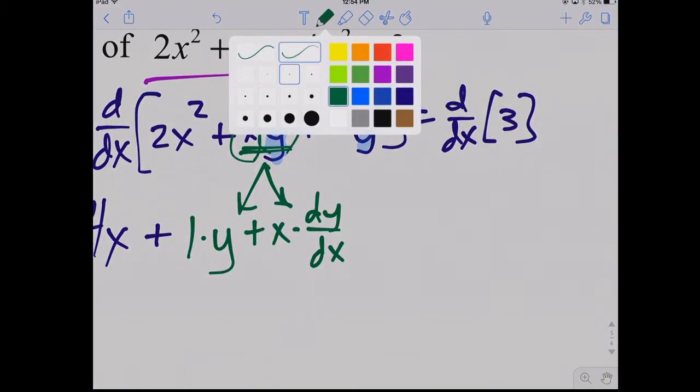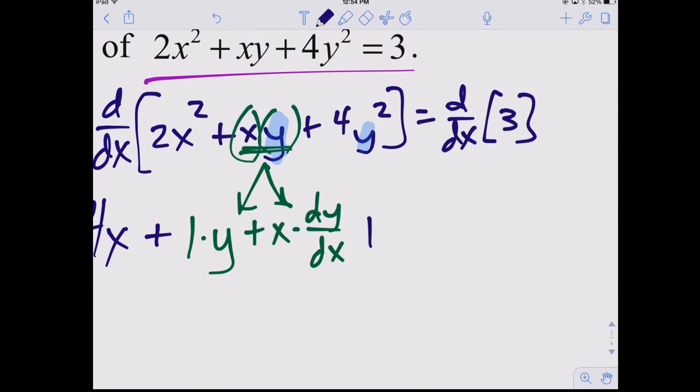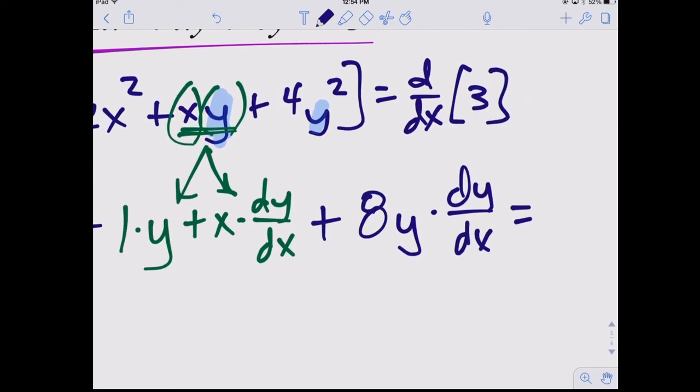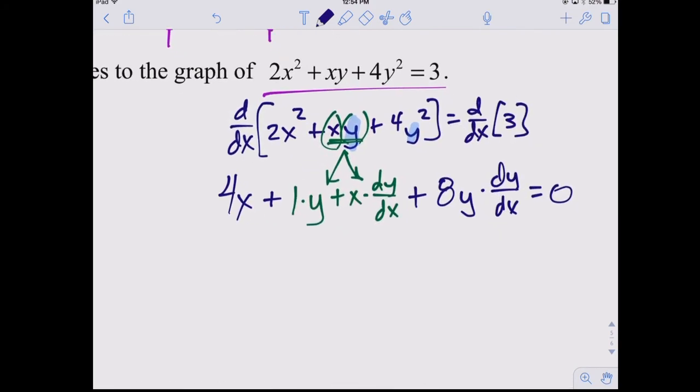Product rule. All right, so then we're back to just 4 times y squared, and that'll be 8y times the chain rule, dy dx, right? And don't forget the derivative of 3. What's the derivative of 3? 0.